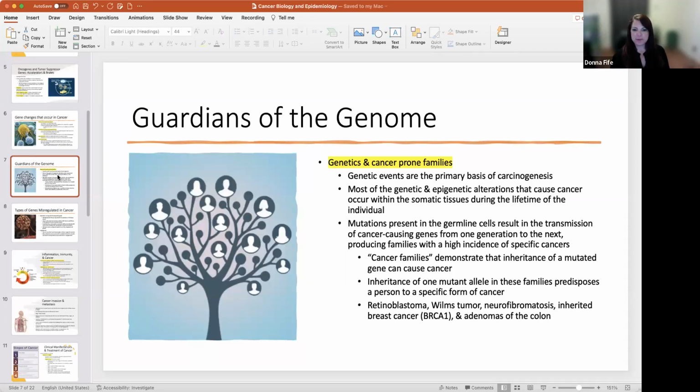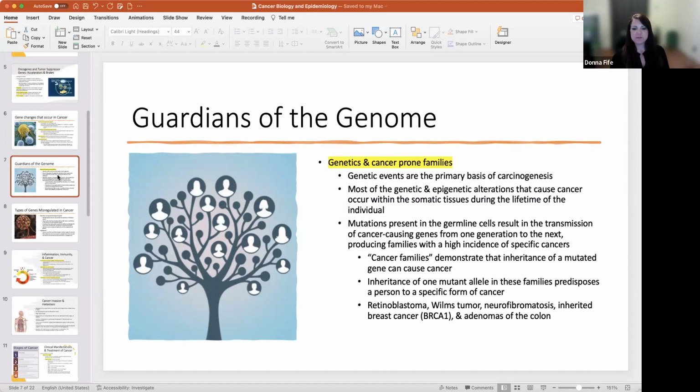Cancer, there are cancer-prone families. Genetic events are the primary basis of carcinogenesis. Most of the genetic and epigenetic alterations that cause cancer occur within the somatic tissues during the lifetime of an individual. Mutations present in the germline result in transmission of cancer-causing genes from one generation to the next, and it produces those families that have a high incidence of specific types of different cancers. Cancer families demonstrate that inheritance of a mutated gene can cause cancer. Inheritance of one mutant allele in these families predisposes a person to a specific form of cancer.